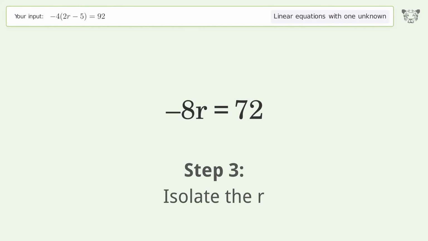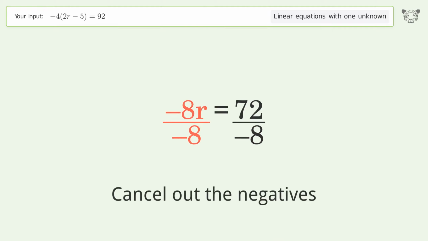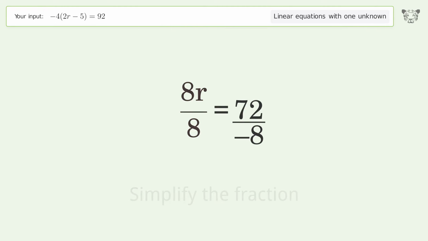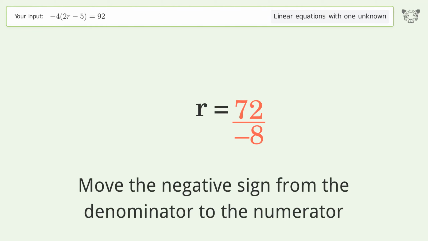Isolate the r. Divide both sides by -8. Cancel out the negatives. Simplify the fraction. Move the negative sign from the denominator to the numerator.